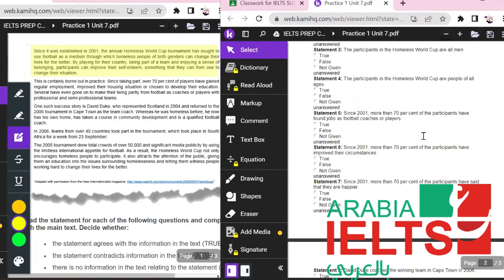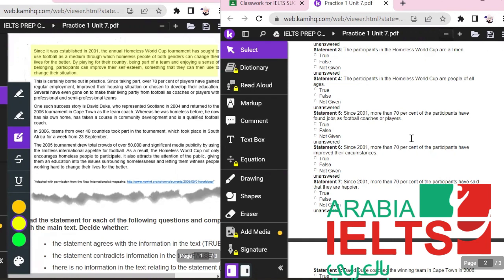Since 2001, more than 70% of the participants have found jobs as football coaches or players. False. Great job. Regular employment. The text says several did. In this type of factual question, they play a lot with words, like the modifiers I told you about, because they can change the meaning. They said several did, but this is not the same as 70%. Because of that, we put false.